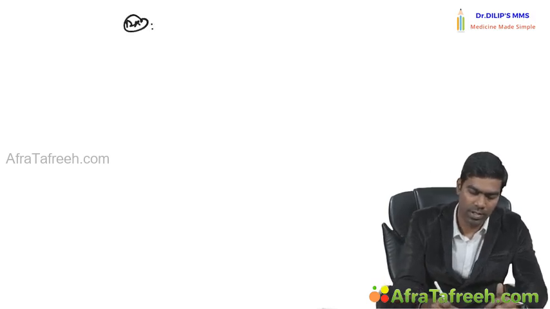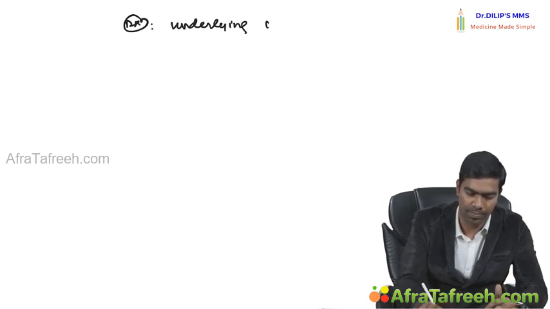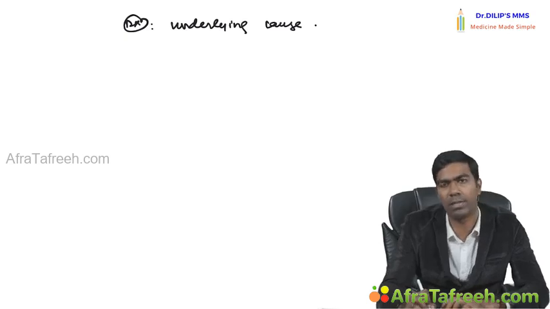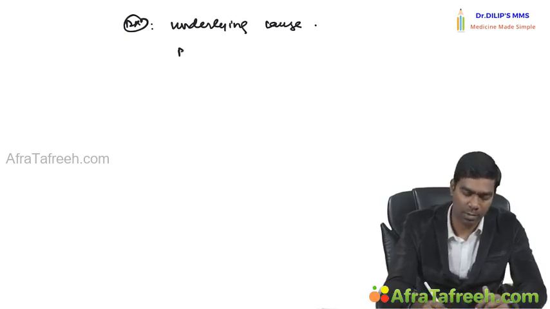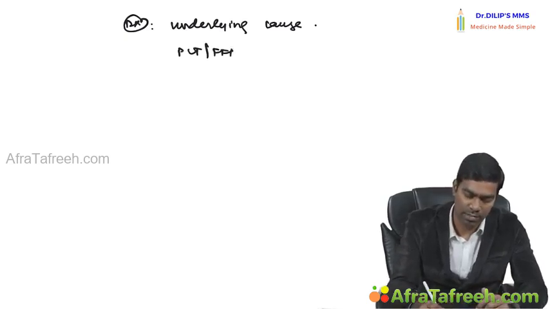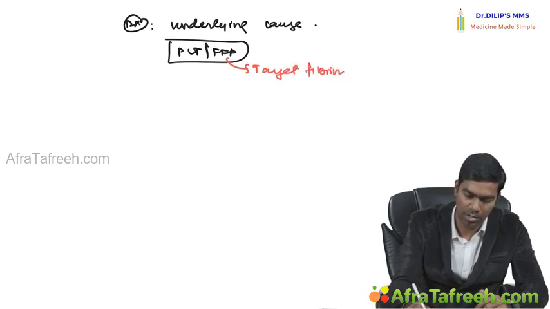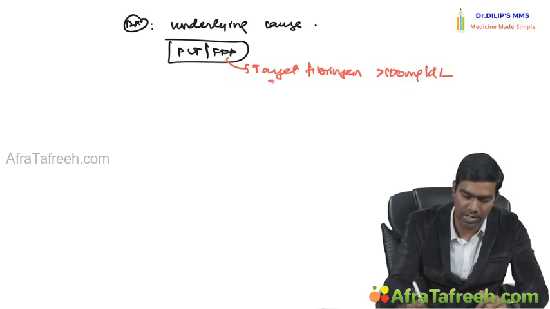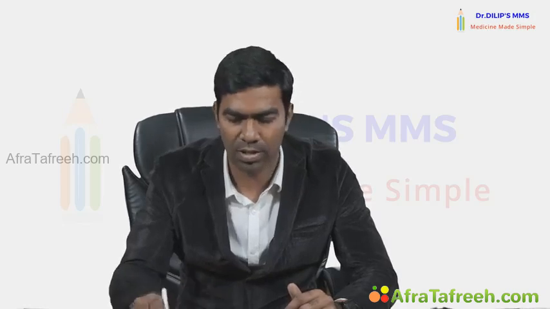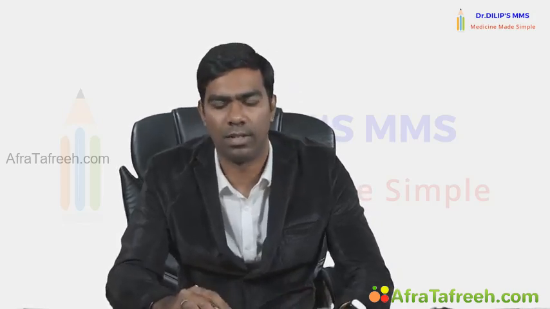So treatment-wise, treatment of the underlying cause is the most important thing. At the same time, you can consider platelet and FFP transfusions. For FFP, typically the target is your fibrinogen. Target fibrinogen should be more than 100 milligrams per deciliter. If it's already at this target, no need to give FFP or cryoprecipitate. Otherwise, you can give FFP or cryoprecipitate. Clear?